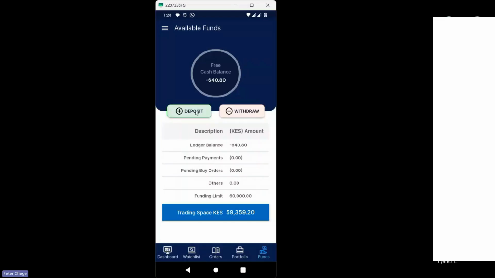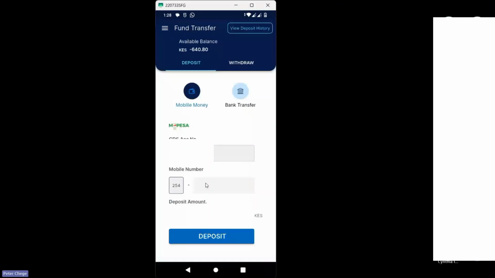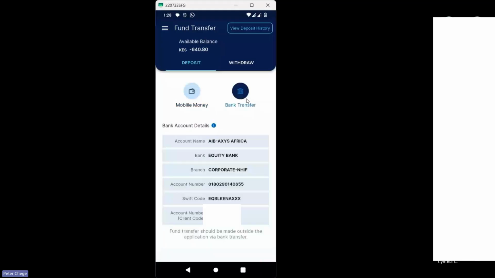If you want to deposit, you just click on deposit. We have M-Pesa, which is fully automated. Just put your number, amount, click deposit. You get a PIN pop-up, put your PIN, and automatically your credit reflects. However, you can also do bank, and that is our bank account. So we have automated everything.